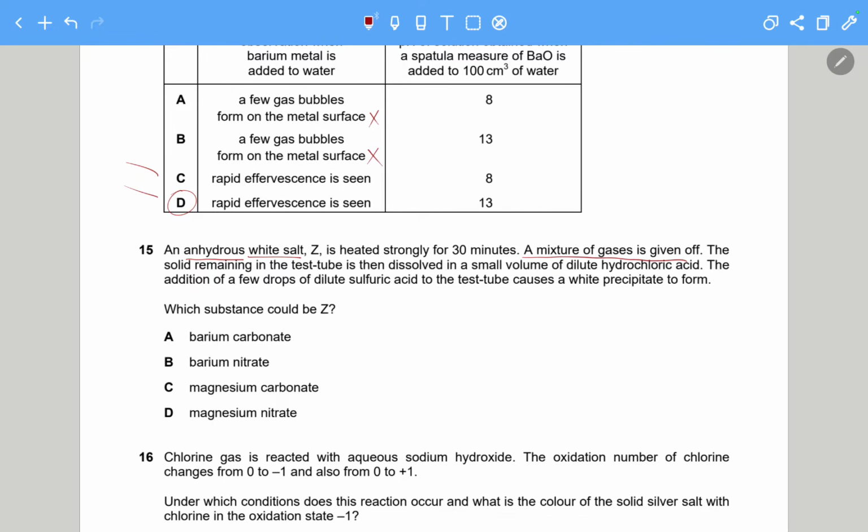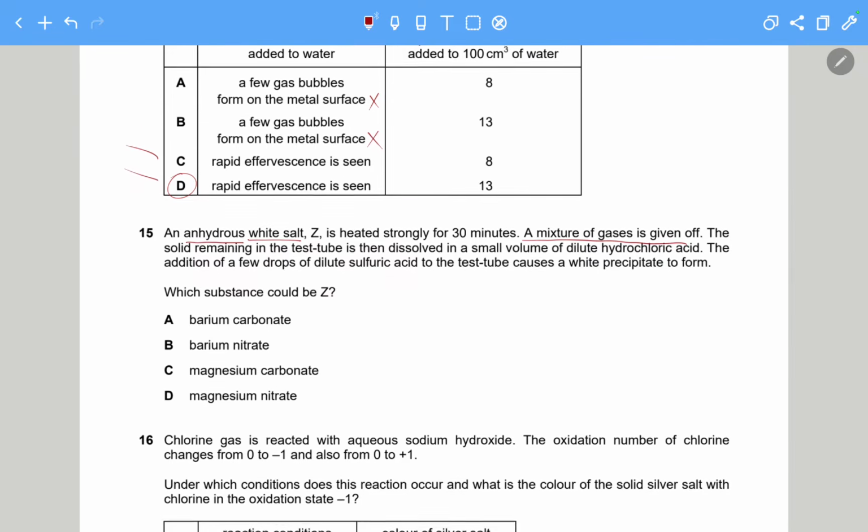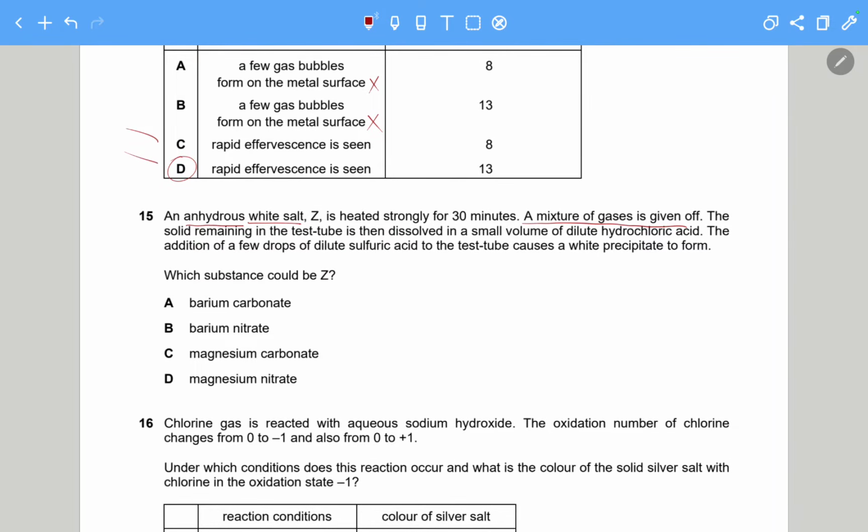When you decompose a carbonate, the only gas you obtain is carbon dioxide. When you decompose a nitrate, the two gases you obtain are nitrogen dioxide and oxygen. So because the question says a mixture of gases is given off, it doesn't say a single gas is given off, it has to be a nitrate. So we've already narrowed it down to B and D.